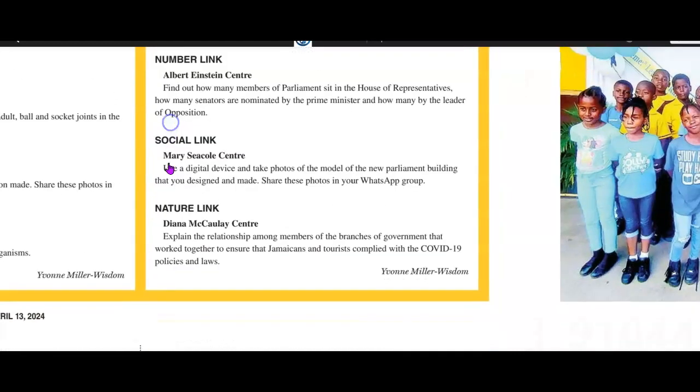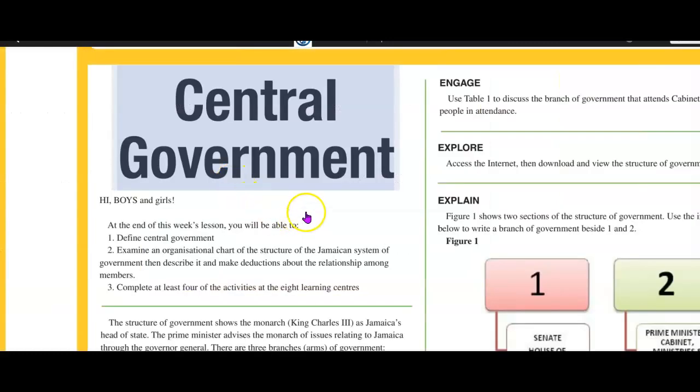Social link from the Mary C. Cole Center. Use a digital device and take photos of the model of the new Parliament building that you designed and made, and share these photos in your class WhatsApp group. Nature link from the Dan Macaulay Center. Explain the relationship among the branches of government that work together to ensure that Jamaicans and tourists complied with the COVID-19 policies and laws. So in this episode, we were looking at central government.